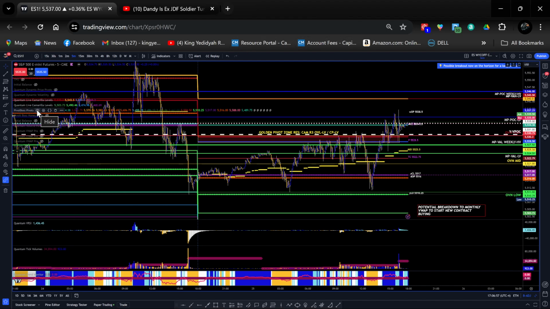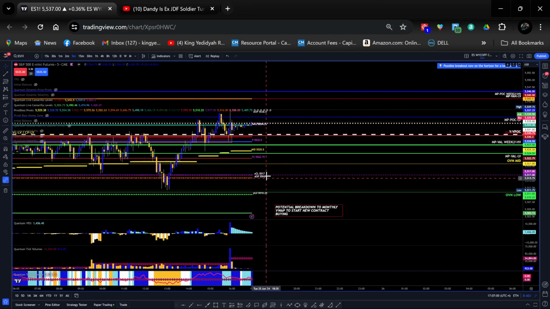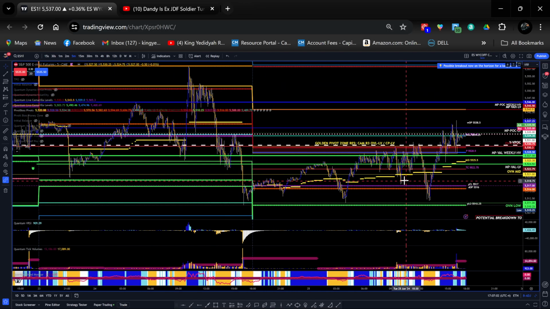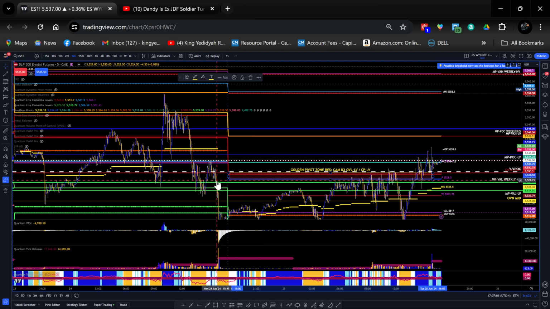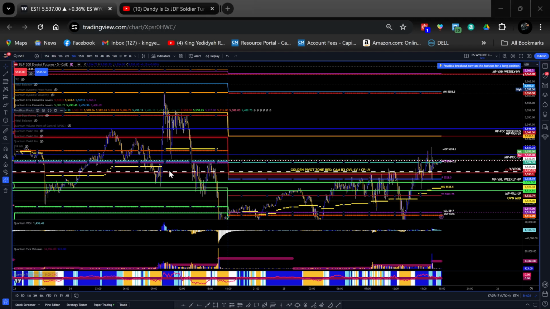Now throwing on the pivots, let me get closer into price. Pivots are in a lower value relationship. You can highlight the pivots. Prior day's central pivot range was right here, and now the range is here.